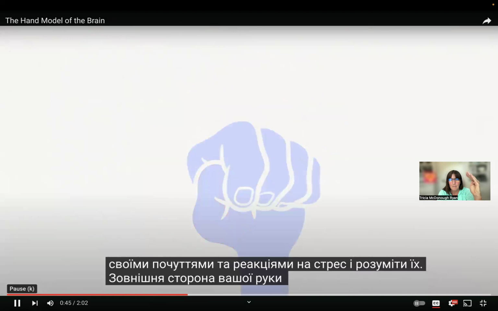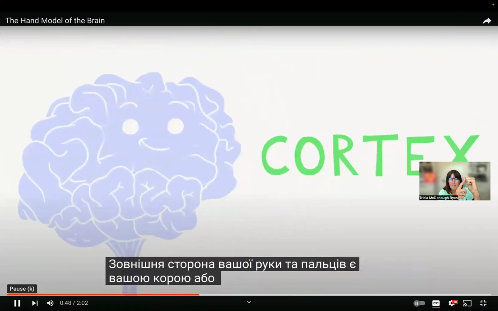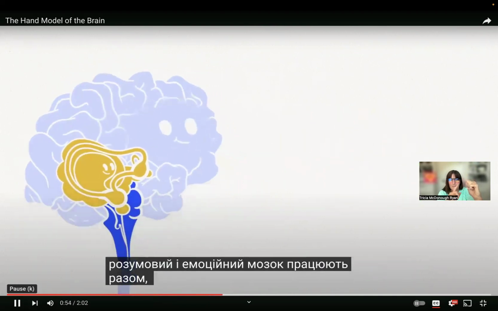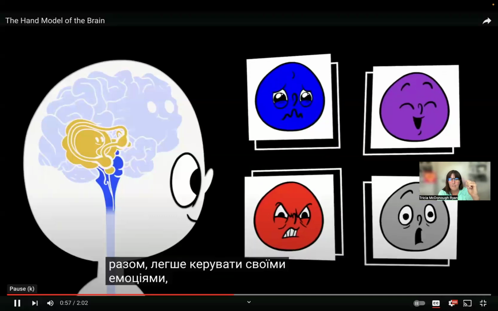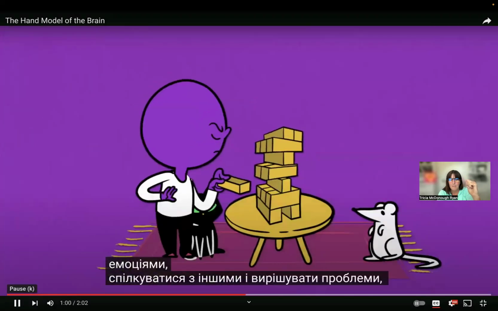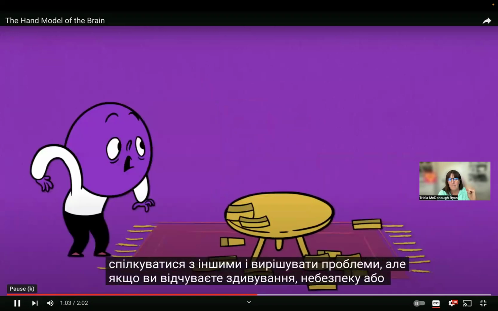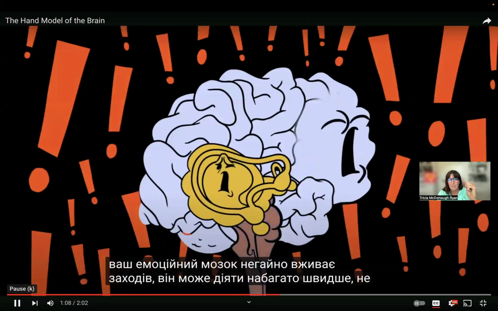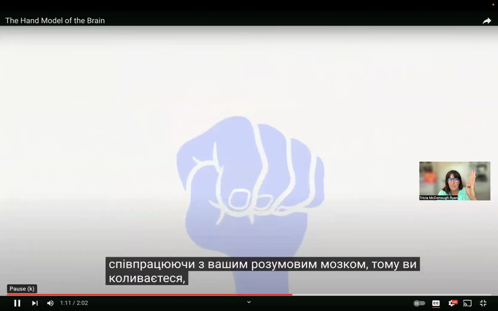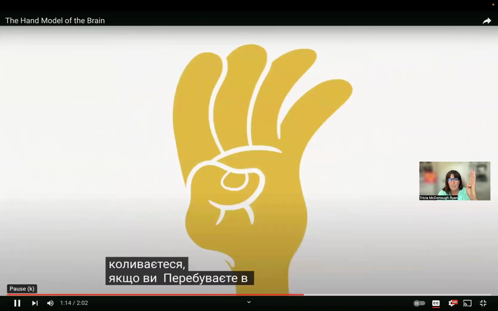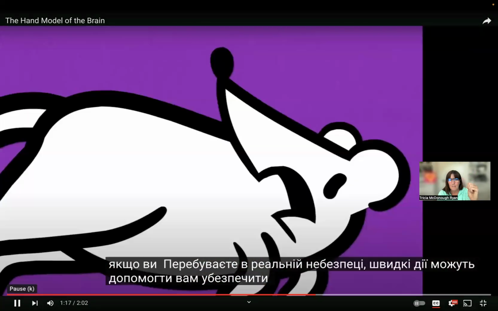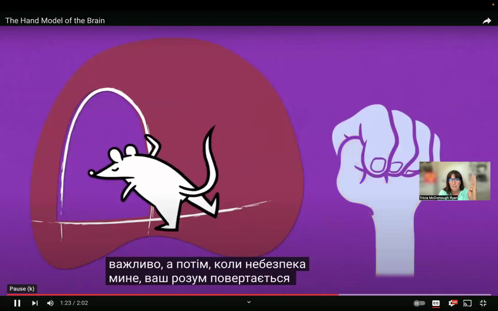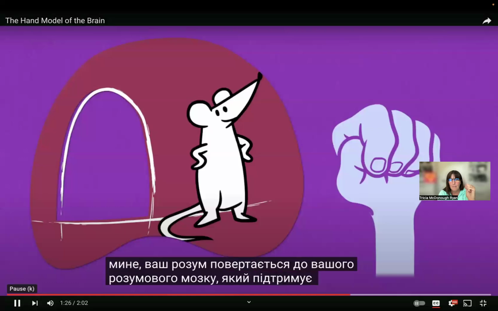The outside of your hand and fingers are your cortex, or your thinking brain. When the thinking and emotional brain work together, it's easier to manage your emotions, talk with others, and problem solve. But if you feel surprised, unsafe or scared, your emotional brain takes immediate action. It can act much faster without working with your thinking brain, so you flip your lid. If you're in real danger, acting fast can help keep you safe, and that's really important. And then when the danger has passed, your lid comes back on. Your thinking brain is back in control.